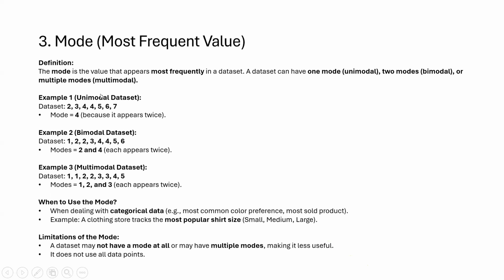All of you remember we discussed the mode, what it is. It's the most frequent value in your data set. We discussed three types of mode: unimodal, bimodal, and multimodal. In the first example, we have values like 2, 3, 4, 4, 5, 6, 7. In this case, we only have one frequent number, that is 4. In the bimodal data set, we have 1, 1, 2, 2, 3, 4, 4, 5, 6. Here we have two frequent values, that are 2 and 4. In case of multimodal, you'll have multiple such values, like 1, 2, 4, 1, 2, 3.